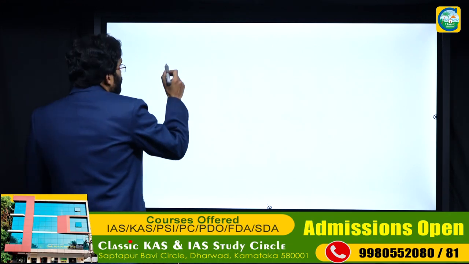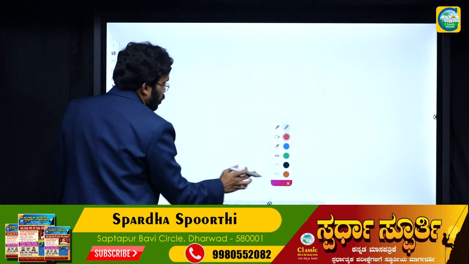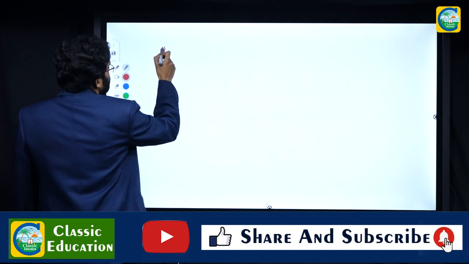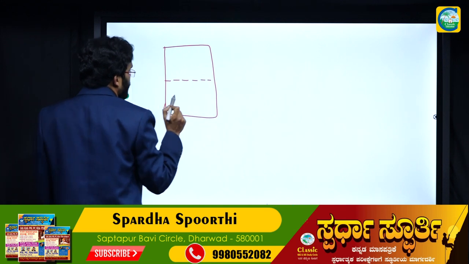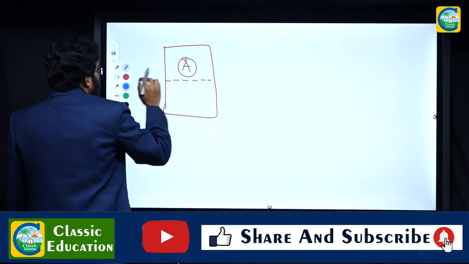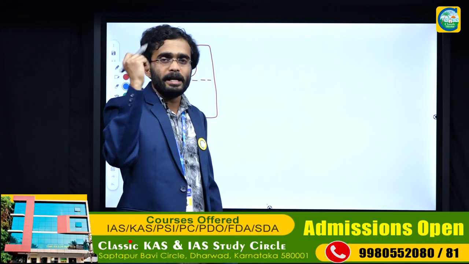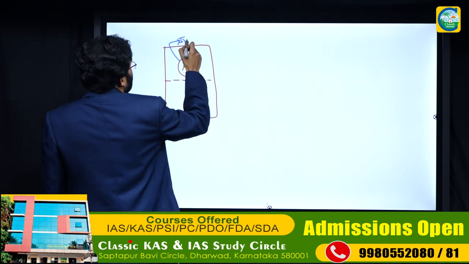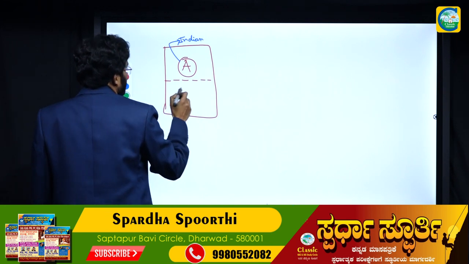Let us take the same example which we had taken earlier. Let us draw a box, students. We are understanding the relationship between GDP and GNP. This is A. What is A? A is income, the money value. The income earned by an Indian citizen. Okay, now let us take B.